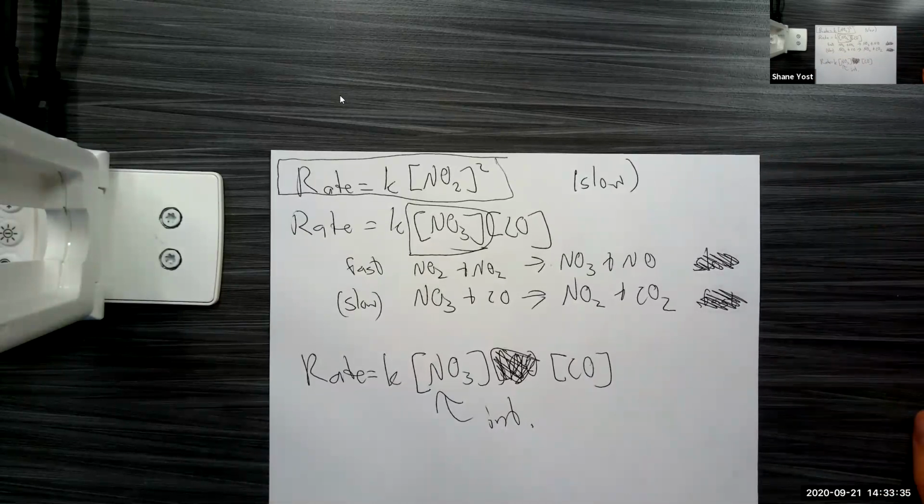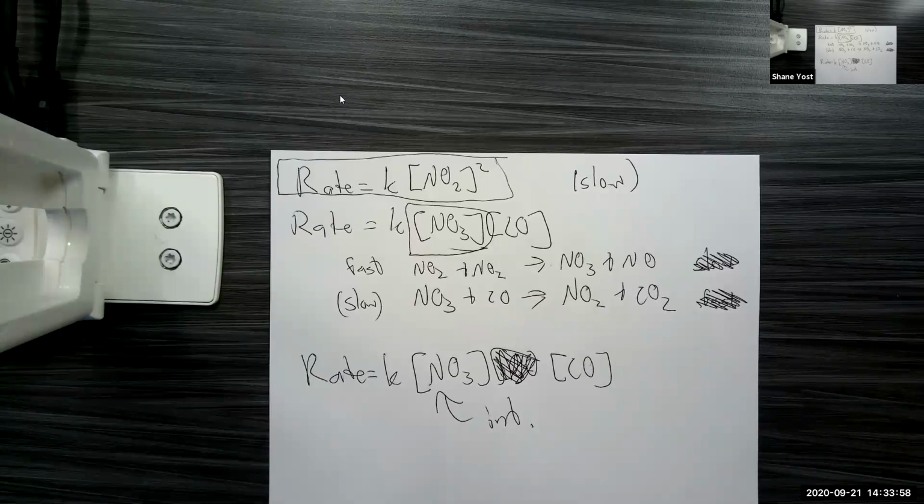Now, in this class, we'll never have to figure out how to get rid of that intermediate to get an overall rate law. But if you were to take certain upper level biochemistry classes or physical chemistry, you'll find ways and techniques to get rid of these intermediates from your overall rate law expression.